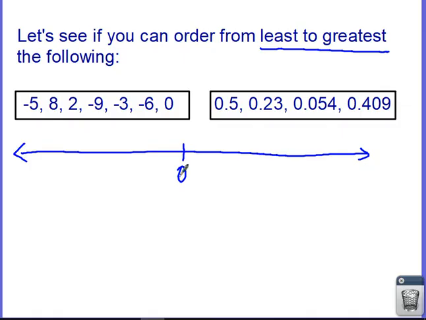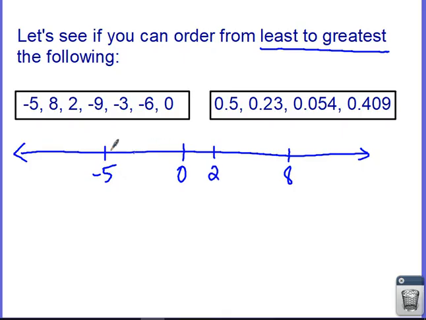We've got a -5. Well, we know -5 is going to be right over here to the left somewhere of 0. So we just place it in. It doesn't matter exactly where. Then we've got 8. Well, we know 8 is going to be over on the right-hand side of 0, so it's going to be about right there. Now we start looking at the numbers in relation to 0 and the other numbers that are there. So we've got a 2. So we know the 2 is going to be between 0 and the 8, but it's going to be closer to the 0. So we'll put it right there.